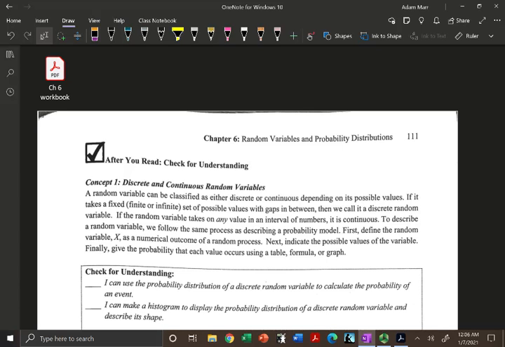If a random variable takes on any value in an interval of numbers, it's continuous. I gave examples like weight or temperature. You can have any value, it can be any decimal. There's no gap. To describe a random variable, we follow the same process as describing a probability model. First, define the random variable x as a numerical outcome of a random process. Next, indicate the possible values of the variable. Finally, give the probability that each value occurs using a table, formula, or graph.